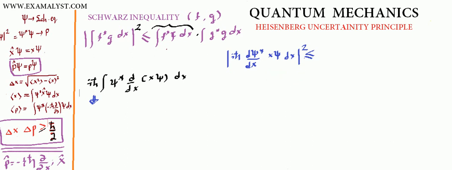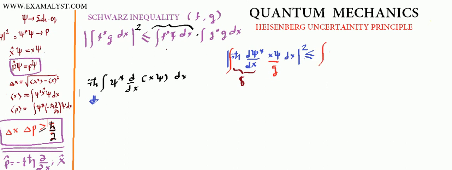But can you find me the f and the g? There is an integration, so can you find me the f? Say this is my g, and say this part is my f. By the Schwarz inequality, what will be my first term? My first term will look like an integration.